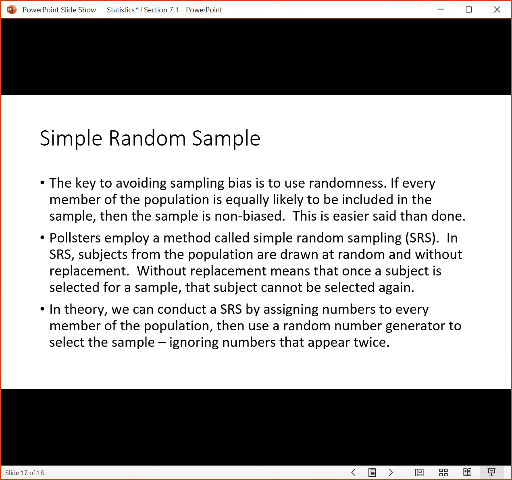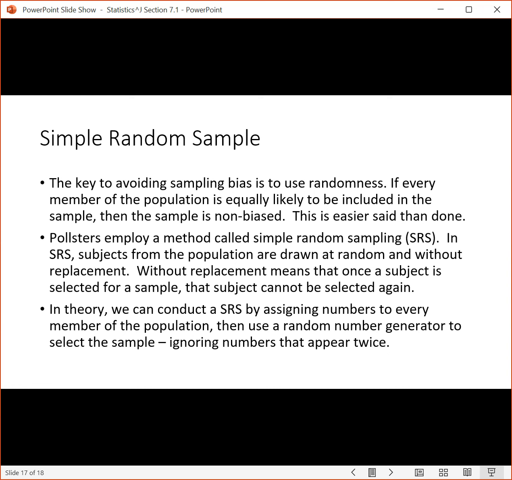So, okay, how do we solve this? How do we resolve this problem with sampling bias? The key to avoiding sampling bias is to use randomness. If every member of the population is equally likely to be included in the sample, then the sample is said to be non-biased. This is easier said than done.